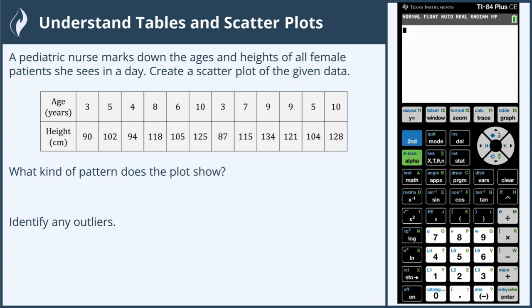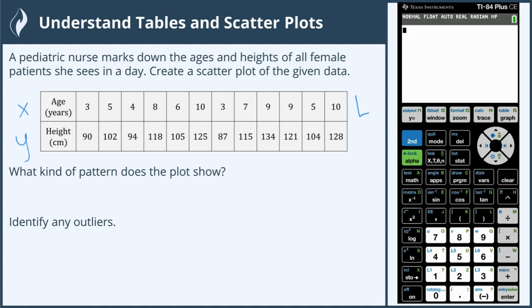So we want to determine which variable would be my independent variable, and which would represent my dependent variable. Age, I think, would be my independent variable, right? And height would be my dependent variable because it makes sense that height would depend on age. So we'll call age our x's, and height would be our y's when we're talking about a linear type of situation.